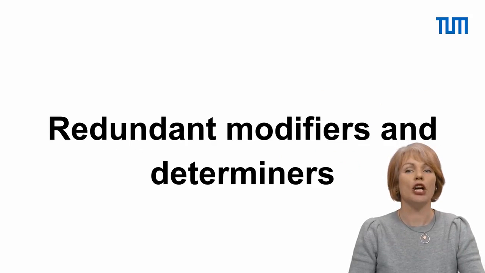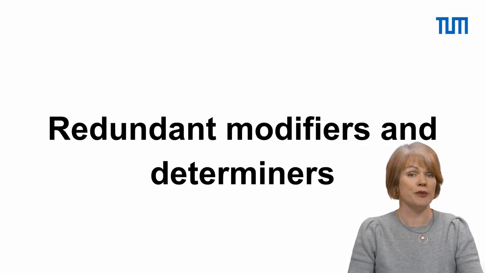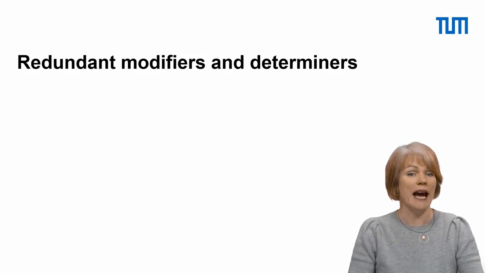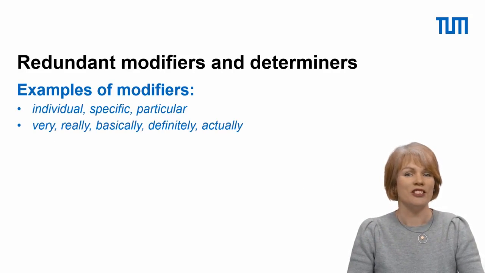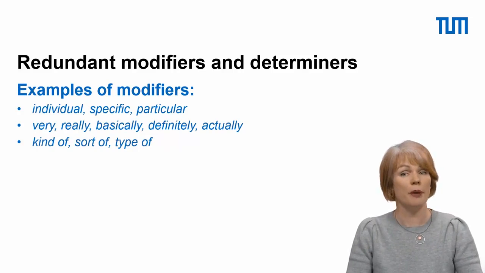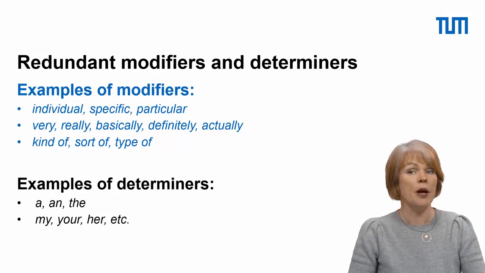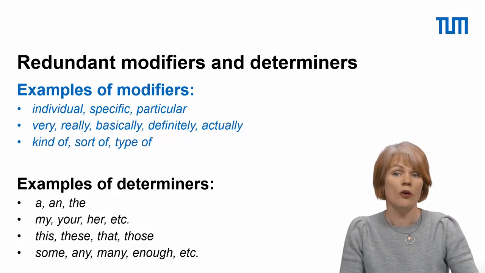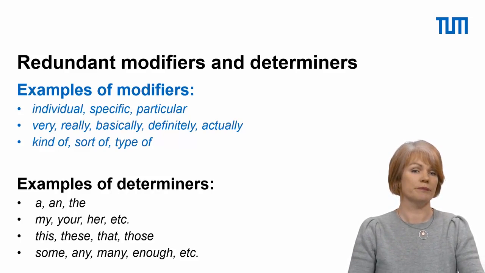Okay, let's turn to our final common pattern of redundancy, which involves redundant modifiers and determiners. Just to clarify, modifiers may be adjectives, such as these. They may be adverbs, such as these. Or they may be phrases, like kind of, sort of, type of. With determiners, we could be talking about articles, possessives, or words like this, that, these, and those, or even words like some, any, many, enough, etc.